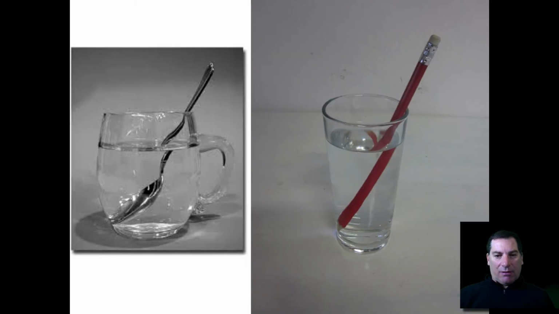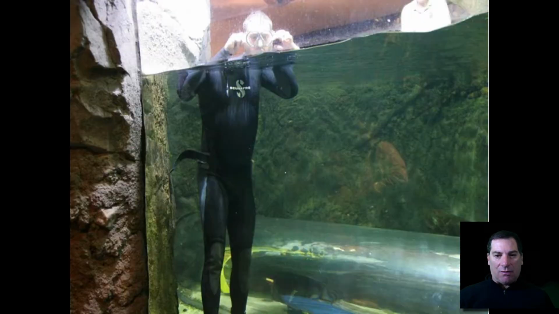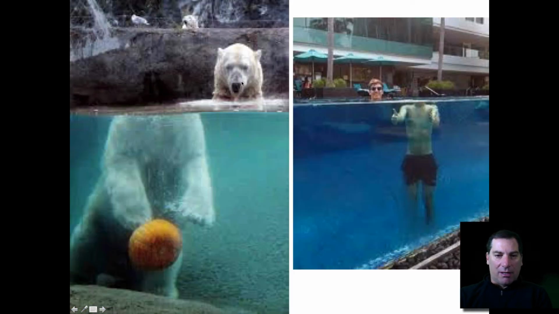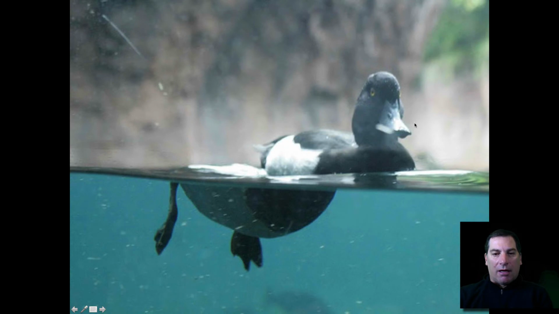So we've seen millions of examples. I'll just show you a few more. This is the most common one: a pencil or a spoon in a glass of water. You've seen people underwater. Notice how his head appears to be shifted, because this is in air and this is in water. So the light coming to our eye has two different speeds. Again, air and water. Here's the polar bear, head in the air, body in the water. This guy over here, you can see his head is completely refracted away from his body because his head's in the air, his body's underwater, so there's a difference in speed. And here you can see a duck, same thing.